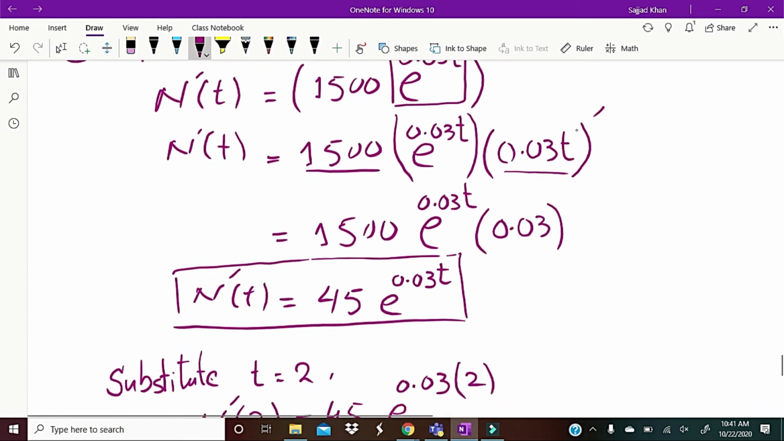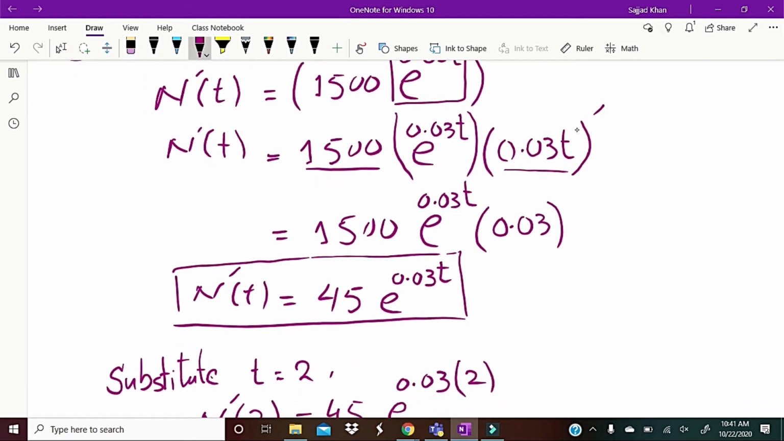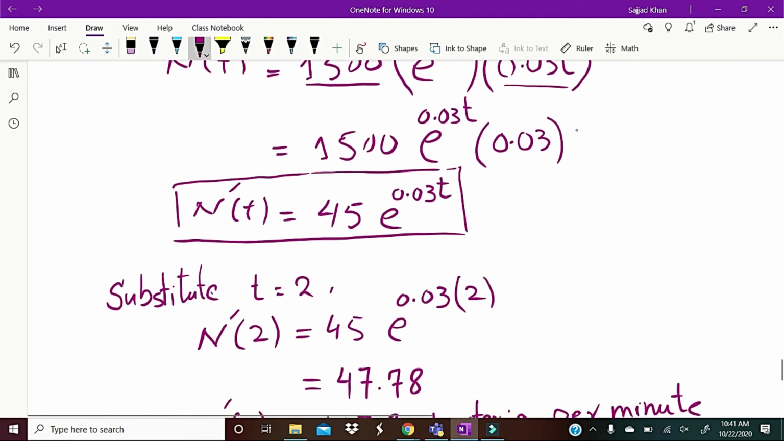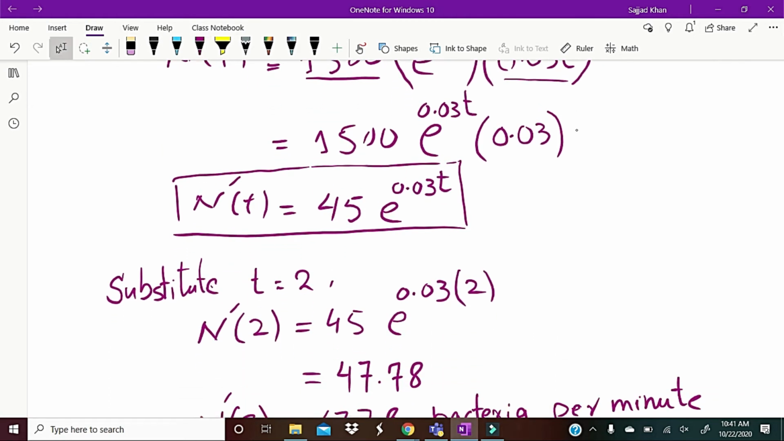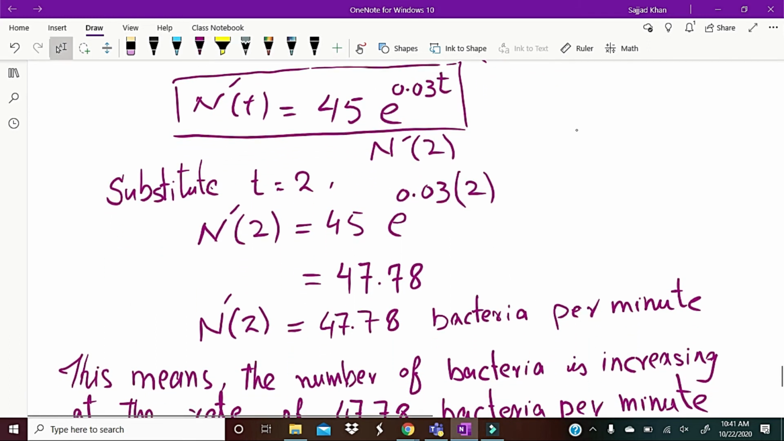The power is 0.03t. If we take the derivative of t, that gives us 1, so that gives you 0.03. When you multiply 0.03 by 1500, that gives you 45, and e to the power 0.03t comes as it is. So the derivative function is N prime of t equals 45 e to the power 0.03t. Now you are supposed to find N prime of 2, so we substitute t equals 2 in this function.